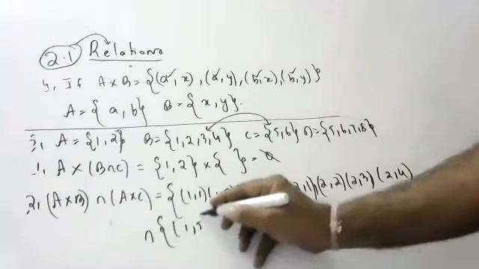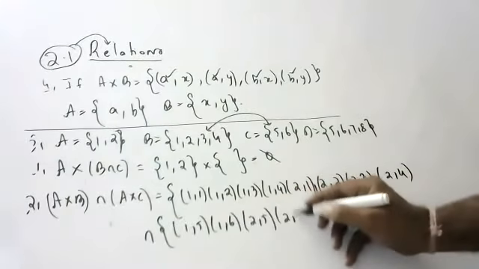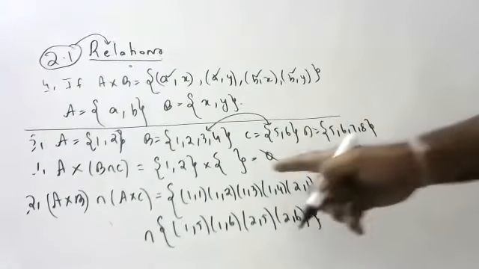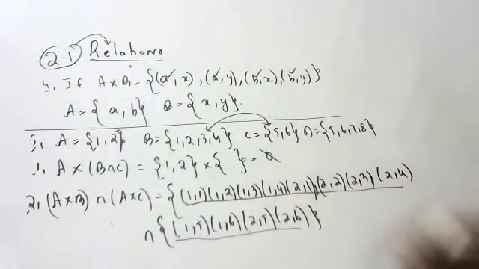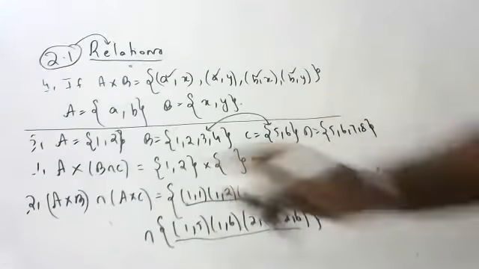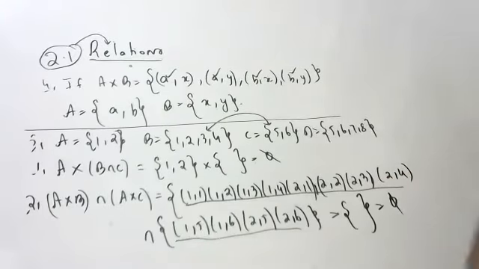1 5, 1 6, 2 5, 2 6. Now, in this and in this, are there any common elements, children? No. Anything common, children? No, sir, nothing is common. So what is the answer? Null set. Null set. So now, children, they have asked.